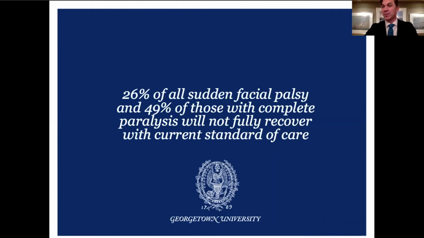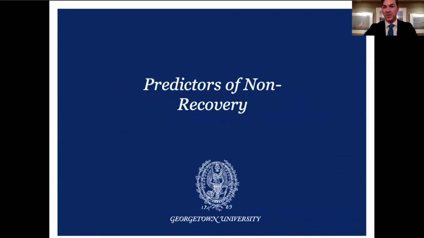26% chance of incomplete recovery by all comers, and 49% chance of incomplete recovery if you have full flaccid paralysis at the time of onset. So in my opinion, that is not acceptable, and we have to do better or come up with something that we can do to help these patients.